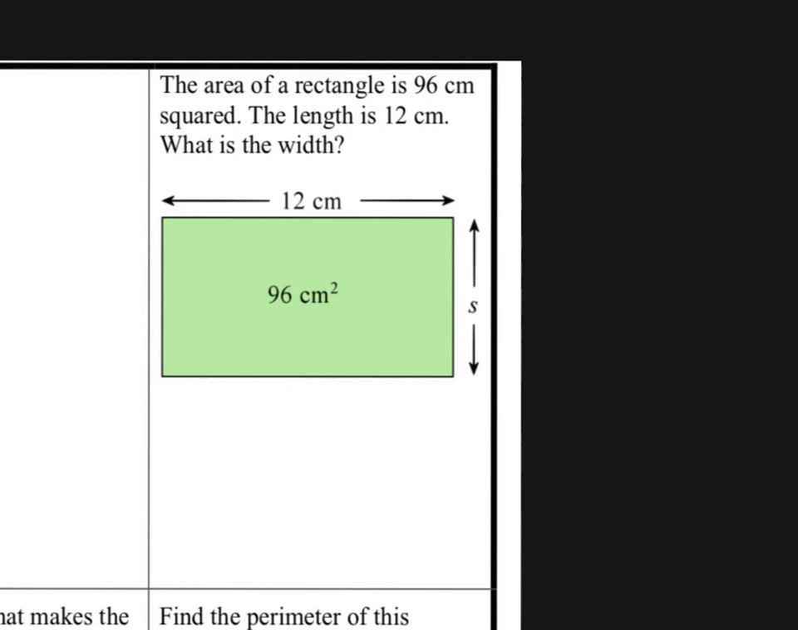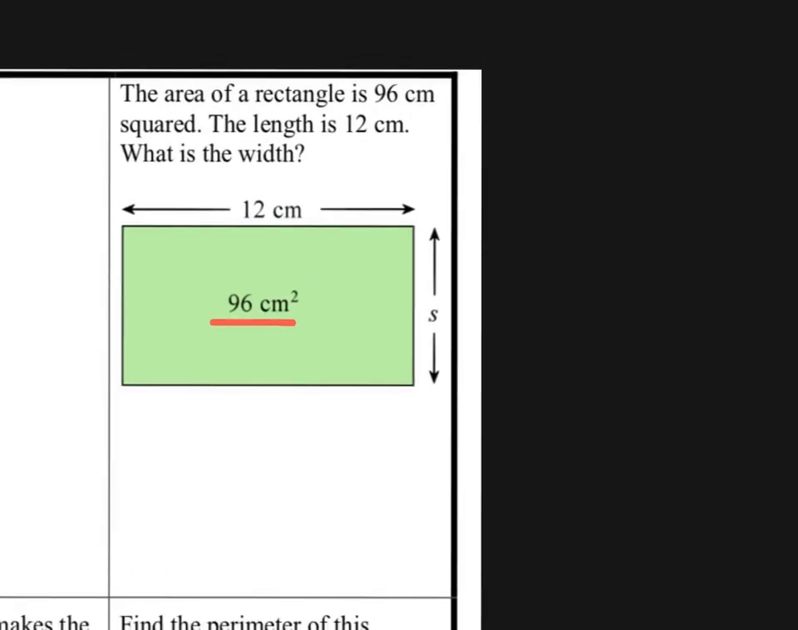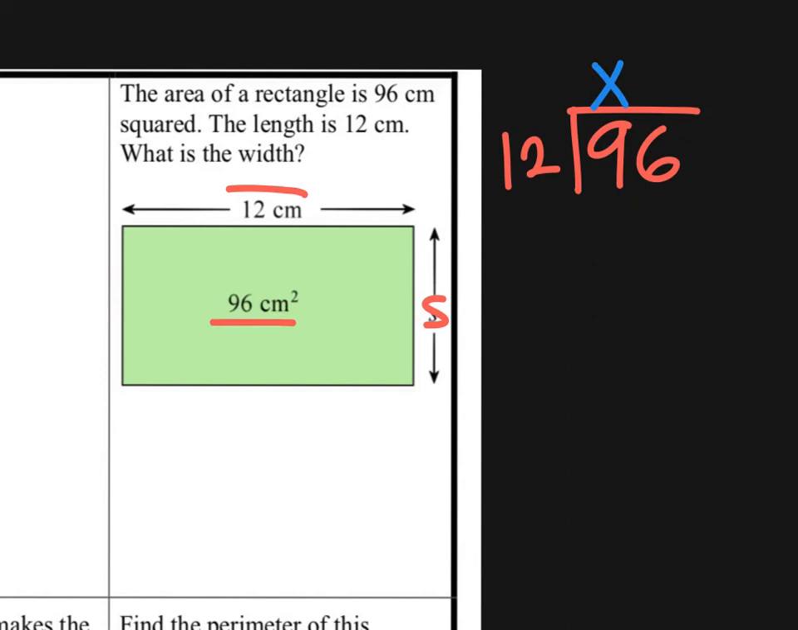For this one, it says the area of a rectangle is 96 centimeters squared. The length is 12 centimeters. What is the width? So we know the area is 96. We know the length is 12. We just don't know the width, which is the side right here. So for us to do that, all we have to do is take your answer, which is 96, and divide it by 12 to give us the width. We know that 12 cannot go into 9. We know that 12 times 8 would be exactly 96. So we know that this side has to be 8 centimeters. And then we can check that because 12 times 8 goes back to 96.